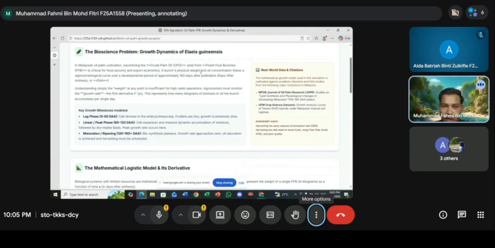A bunch's physical weight and oil concentration follow a sigmoid biological curve over a developmental period of approximately 116 days after pollination. Understanding simply the weight at any point is insufficient for high-yield operation. Agronomists must monitor the growth rate, the first derivative F'(x). This represents how many kilograms of biomass or oil the bunch accumulates per single day.